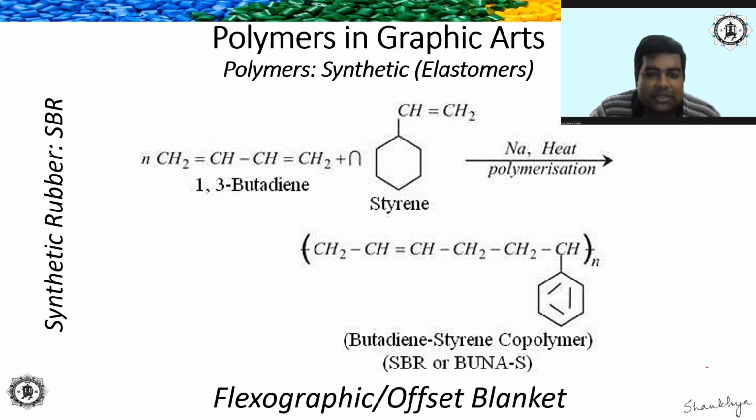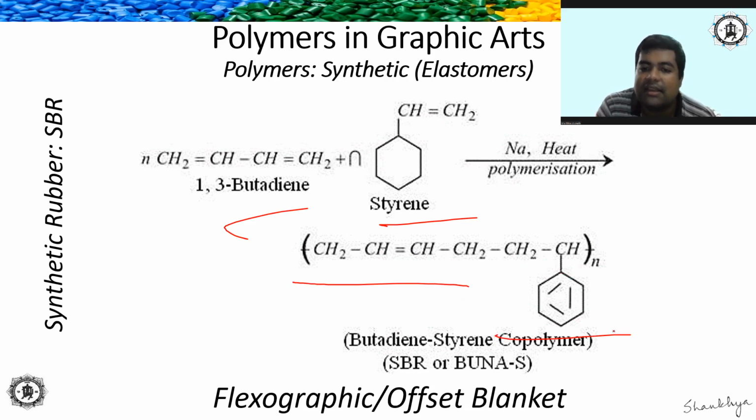Now, SBR is basically a copolymer. It contains two things: one is styrene and the other is butadiene. So here you can see there is not a single type of monomer, but two types of monomer. This is the butadiene part, this is the styrene part, right? So this becomes a copolymer. This is not a homopolymer anymore, where you can see the same type of repeating unit every time.